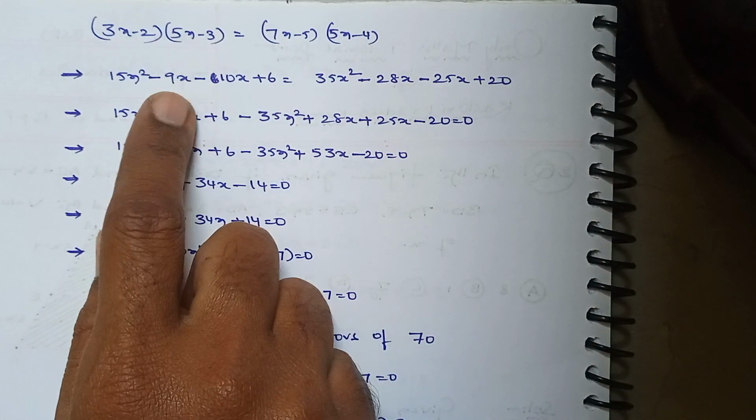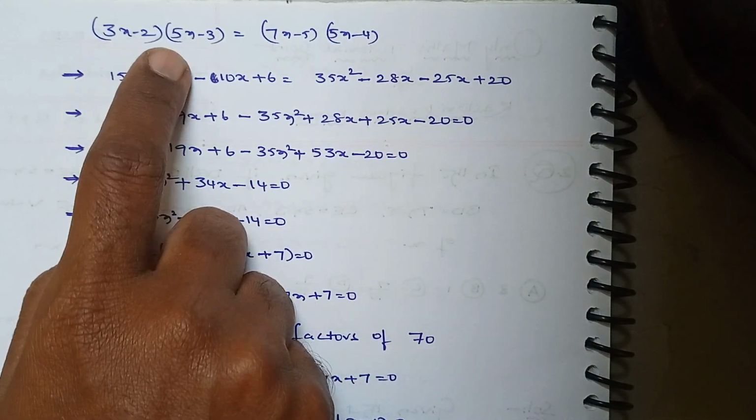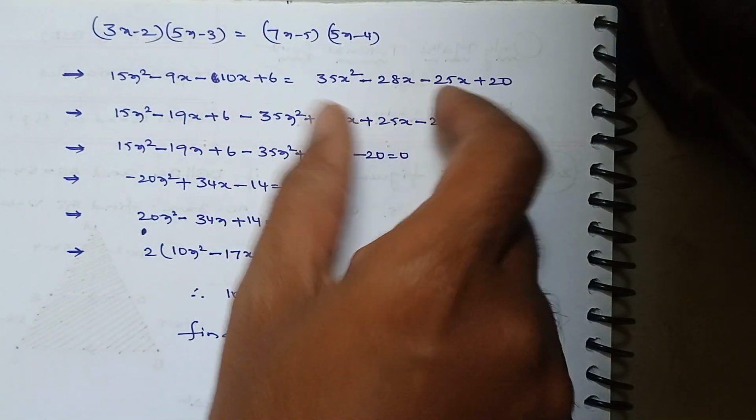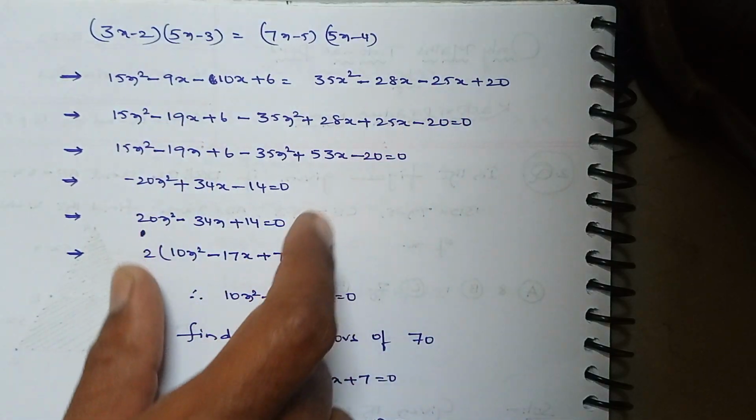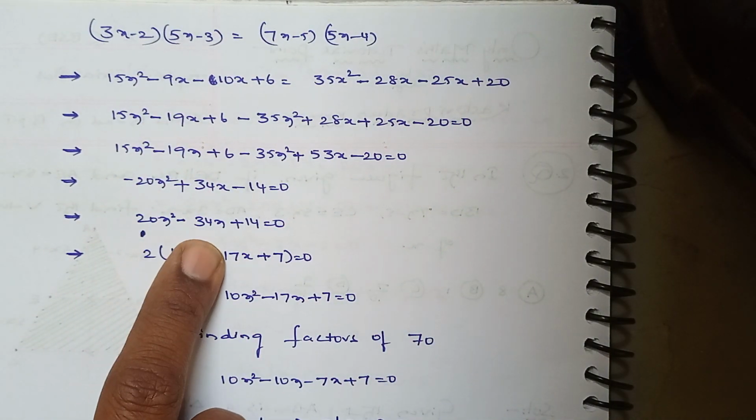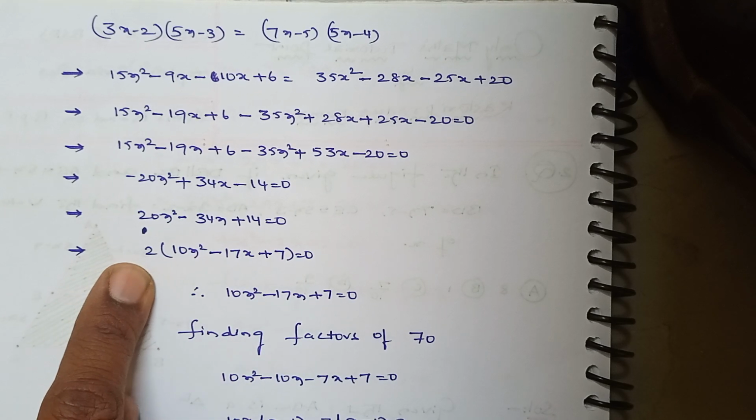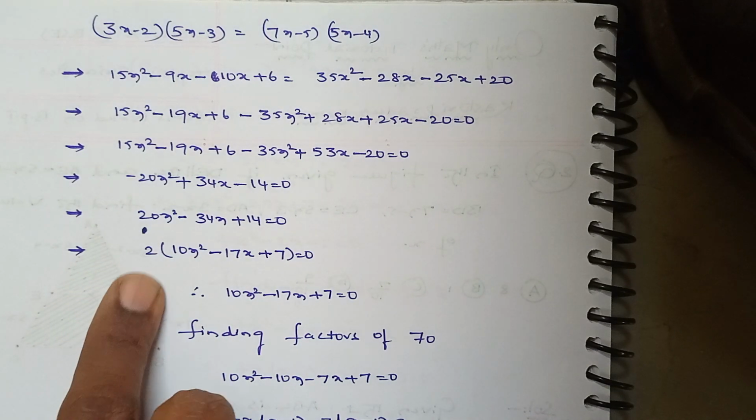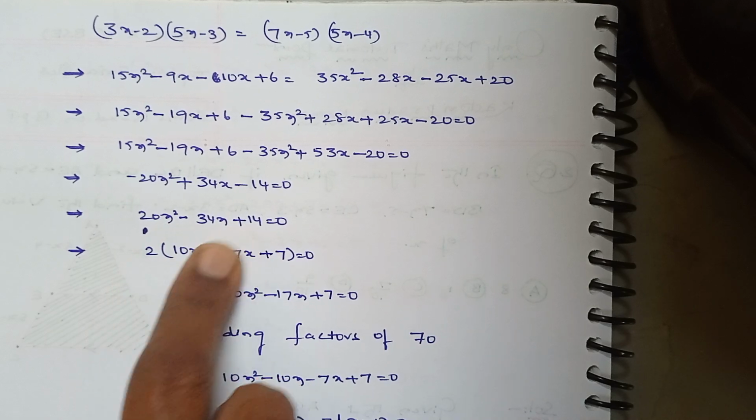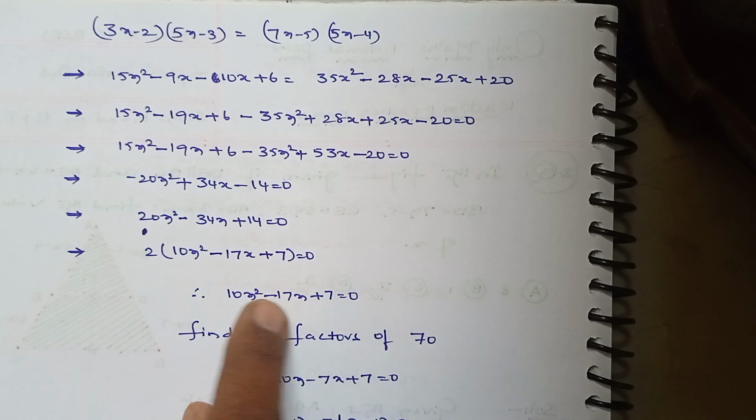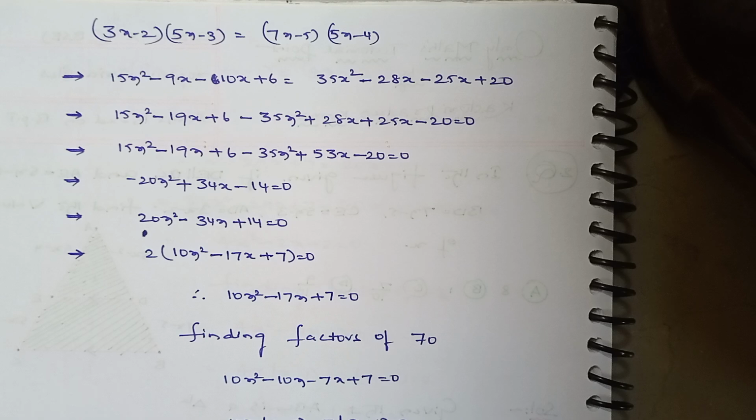So this is a product, right? So simplify. 3x into 5x is 15x square, so like that. 7x into 5x is 35x square. You simplify this product. Then after simplifying, you get a result as 20x square minus 34x plus 14 equal to 0. We can make 2 common in this equation, right? So we get 10x square minus 17x plus 7 equal to 0. Therefore, the equation is 10x square minus 17x plus 7 equal to 0.